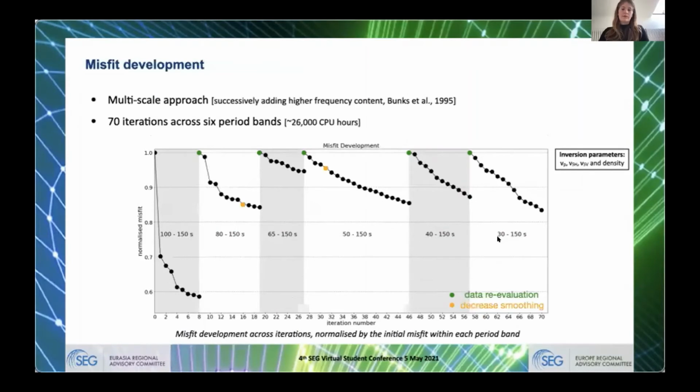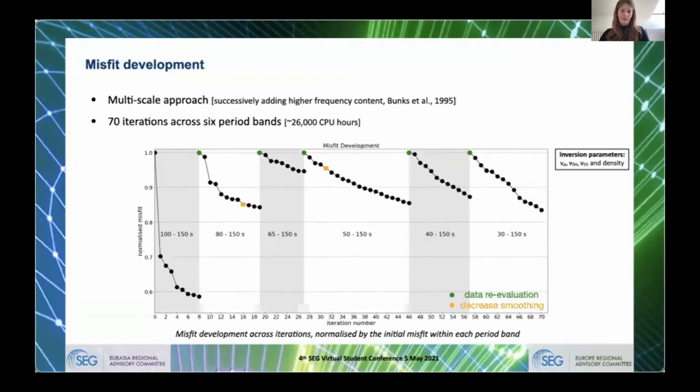The difference between observed and synthetic seismograms is summarized in the misfit, combining the signal of many different sources and receivers. And here I'm showing the normalized misfit for the first 70 iterations across 6 period bands. So we're starting off at 100 seconds and then go down to 80, 65, 50, 40, and ultimately 30 seconds. Each dot here represents a model update, and you can see how the misfit decreases within each period band. And once the misfit stagnates or we've run enough iterations, we decrease the smoothing length or go to shorter periods.